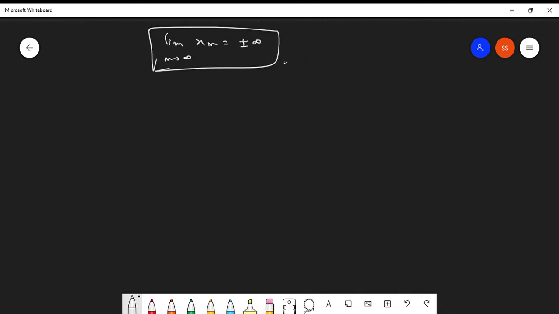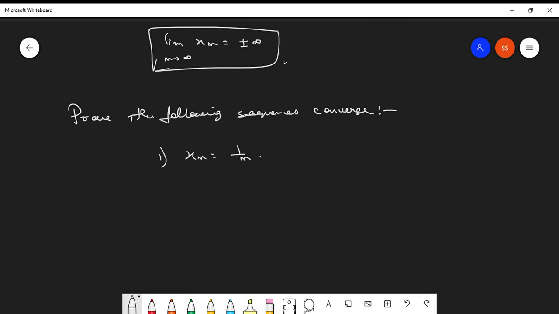For example, if you are asked to prove that the following sequences converge, what will you have? The first one is, let's say, xn equals 1 over n. So how do you do it? You just take the limit as n tends to infinity of 1 over n, and we know from plus 2 level that this is 0. It's a finite number. So xn converges to 0.